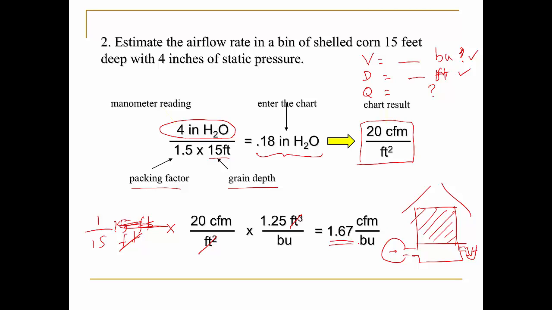And if I know the volume of the grain, I multiply by the bushels, and I can estimate what the flow rate is. So Q is equal to 1.67 CFM per bushel times whatever the volume of the grain bed. Then that will give me the flow rate. This is the way you can determine the flow rate in a grain bed.